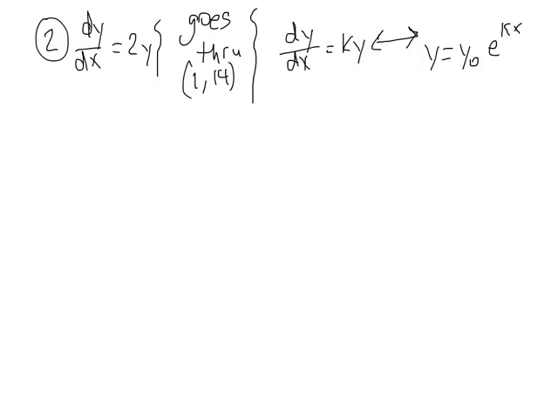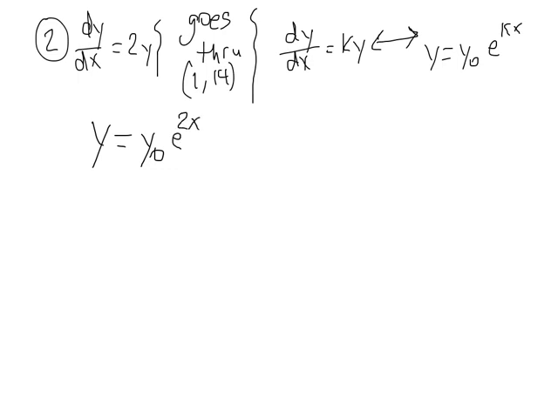Okay, this one will be a little bit more challenging. Now we have dy dx equals 2 times y. It goes through the point 1, 14. And again, we have the same relationship here. Once you realize that it's dy dx equals a number times y, we can right away assume that the original equation will be in this form. So for this one, 2y, k is 2. So I'm going to start out by saying y could equal y sub 0 e to the 2x.